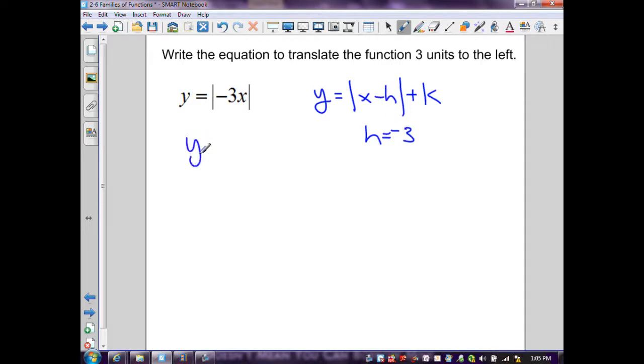Therefore, in my function, y equals the absolute value of x minus h, where h is going to be a negative 3, and our general function has a negative already here. Therefore, when I simplify, y equals the absolute value of x plus 3 will give us a translation to the left 3 units.